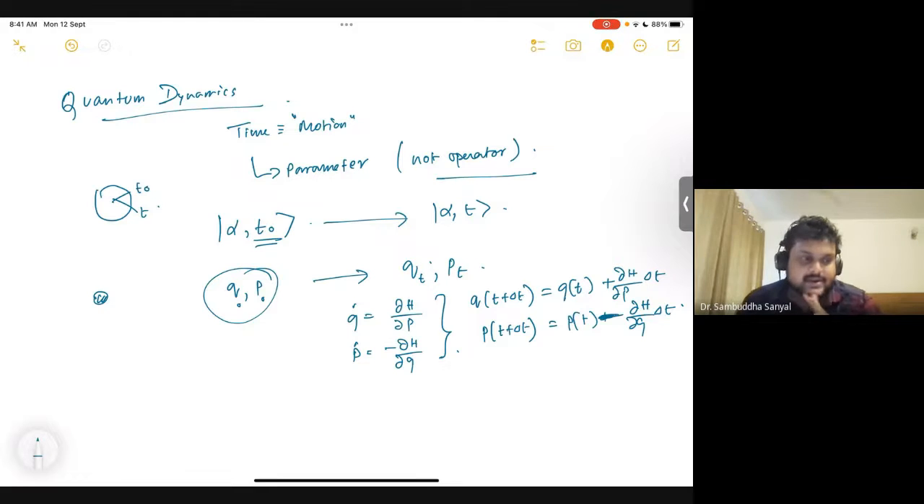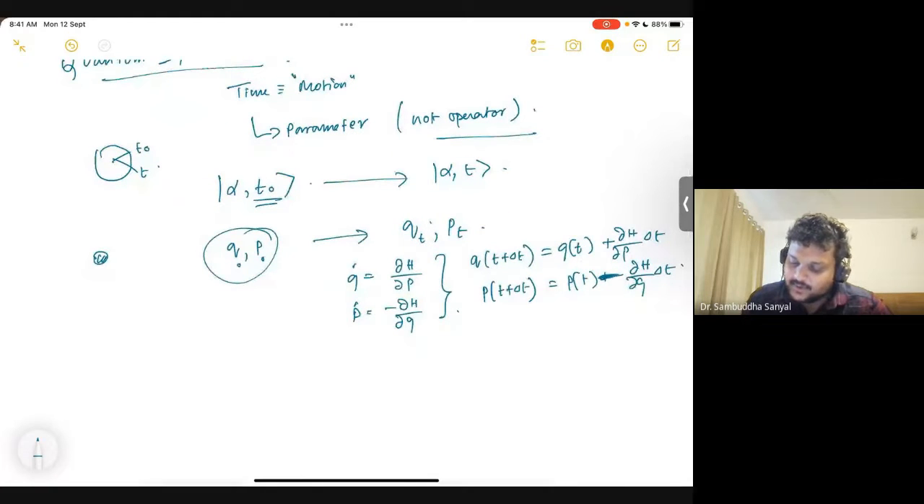So this is what we learned in classical mechanics, that if I know the position and momentum of a particle at time t, I can work out the position and momentum at time t plus delta t using this pair of coupled equations. And you must have also learned that this kind of dynamics, you must have worked out this form and done this Liouville theorem, that phase space volume is conserved.